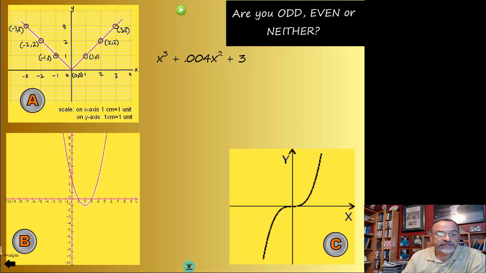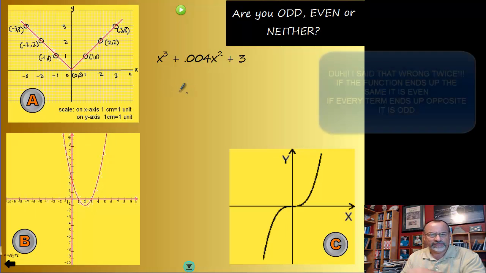So here is a function, and remember, in order to do this algebraically, we're going to substitute in negative x and then simplify it and see if we either get the exact same function, making it even, or every term is the opposite, making it odd. No, I had that backward. Everything is the same is even, everything is the opposite would be odd.